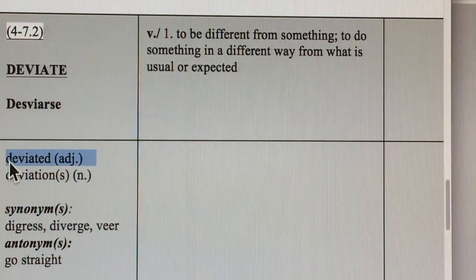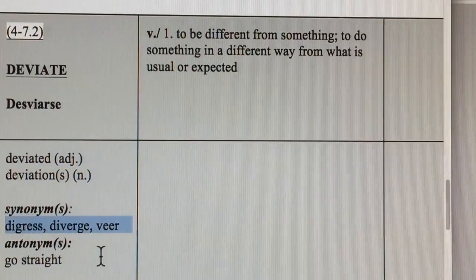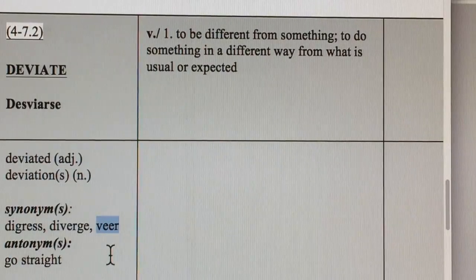Okay, we have the participle form as deviated, and we have 3 synonyms. I don't know if you know these, so try to at least learn one. Veer, to veer, and you might know this. Sometimes people drive like that. If they see something ahead and then they turn the steering wheel suddenly to avoid it, then they veer. They're veering to the right or veer to the left to maybe avoid, maybe someone dropped a ladder in the road.